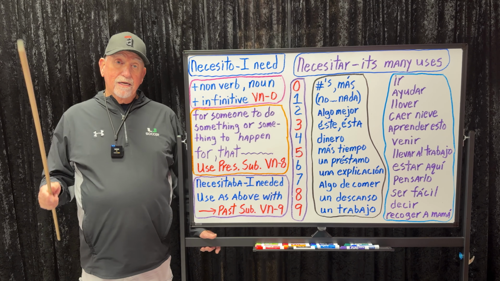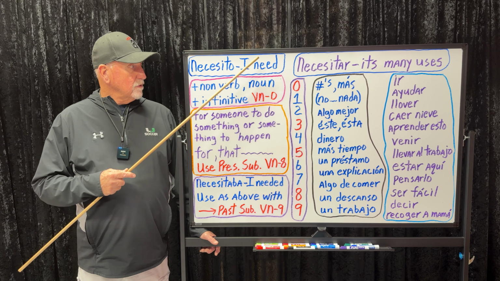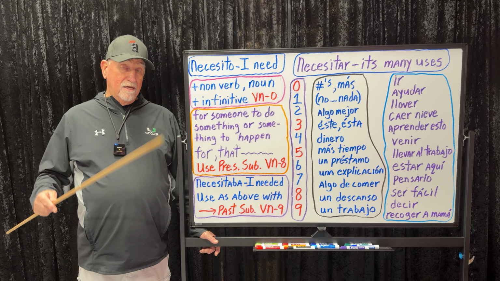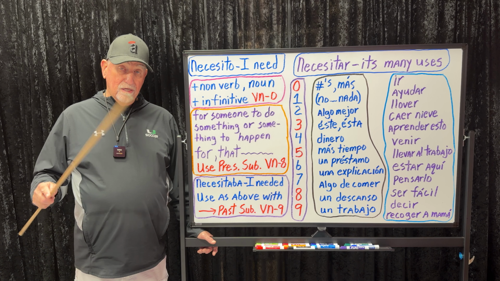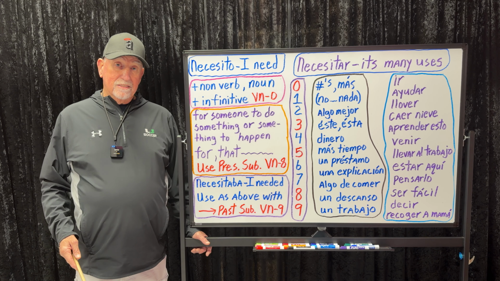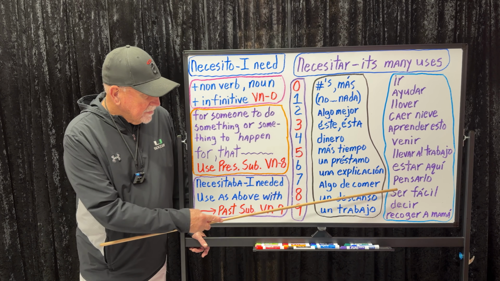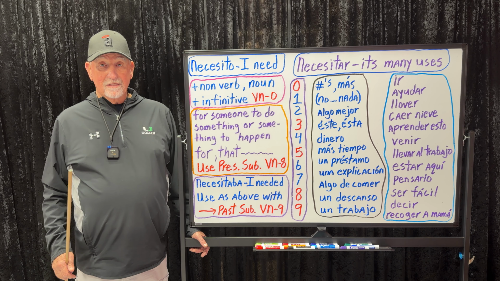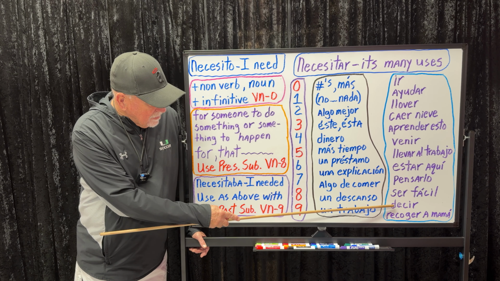Pensarlo. We need for them to think it over. We're going to go necesitamos, A-M-O-S. Necesitamos que ellos lo piensen, go to yo form, pienso, change the O to E, build it out. Necesito que ellos lo piensen. I need for it to be easy. Necesito que, it's irregular, sea fácil.